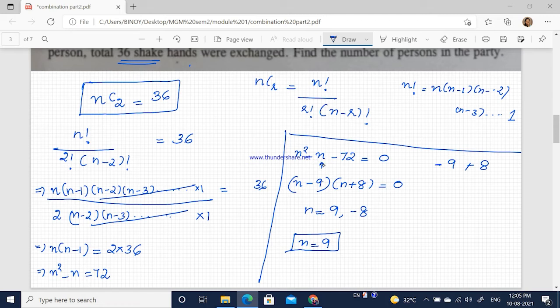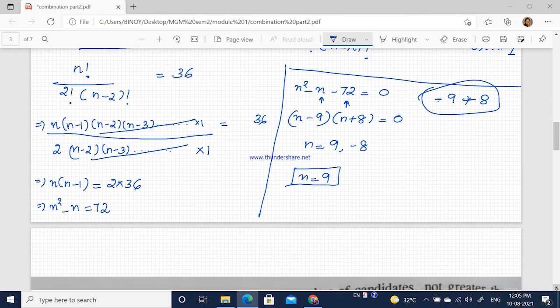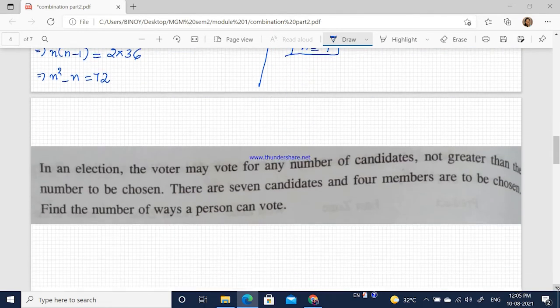And this is the sum and this is the product. So when you add two numbers, you get minus 1, and when you multiply these two, you get minus 72. So we consider these two as the possible numbers. This should be a negative number and this should be a positive number in order to get a negative one over here. And we don't consider negative people, so we consider only the positive number. So the number of persons involved is 9.